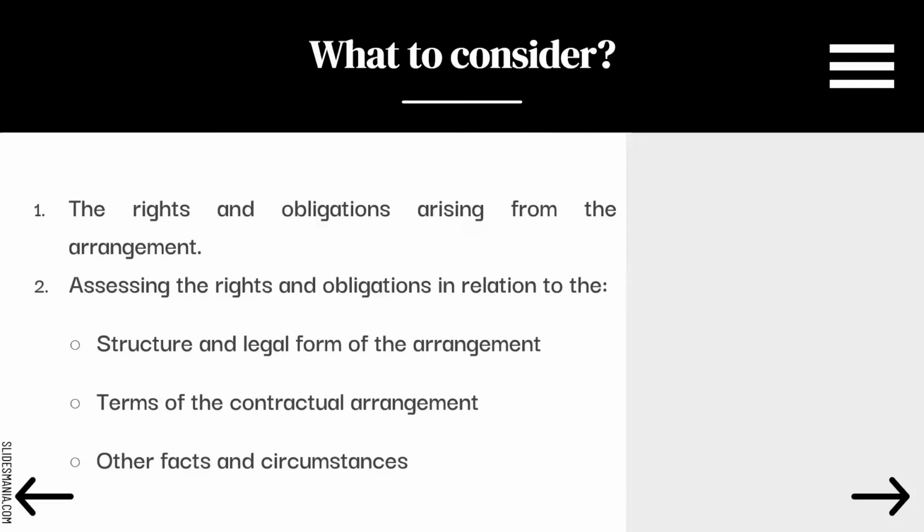So the first step, pag na-encounter mo to, is to classify if the transaction is actually a joint venture or a joint operation. Why? Kasi magkaibang accounting procedures nila. So ito yung mga dapat mong i-consider.